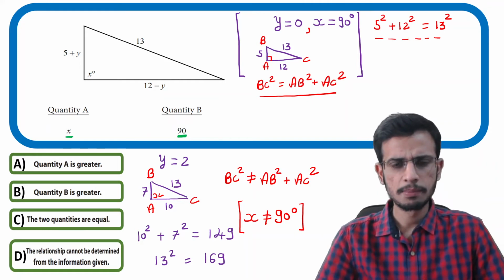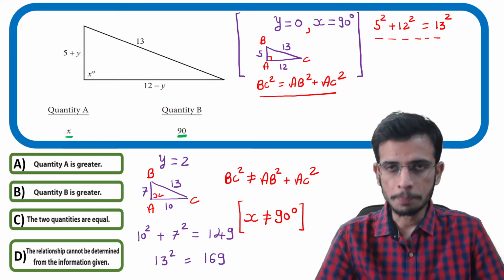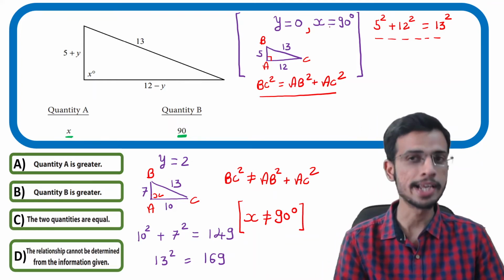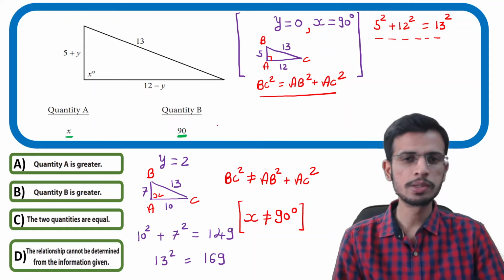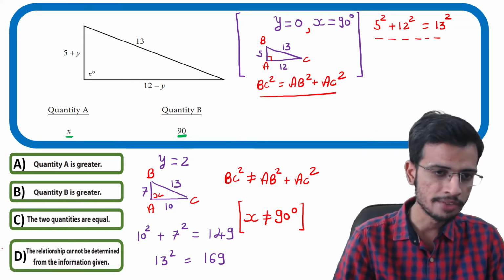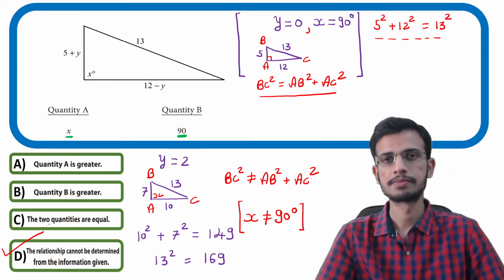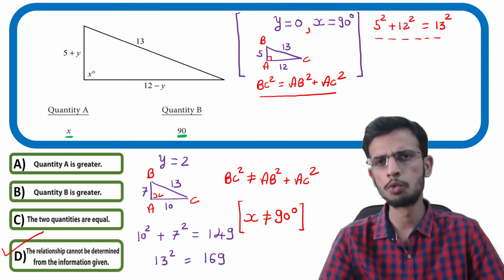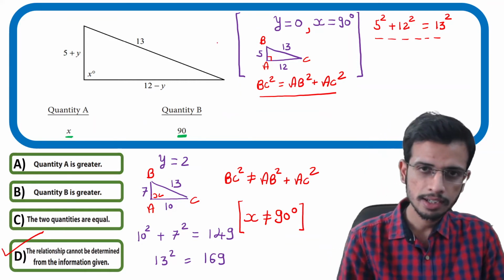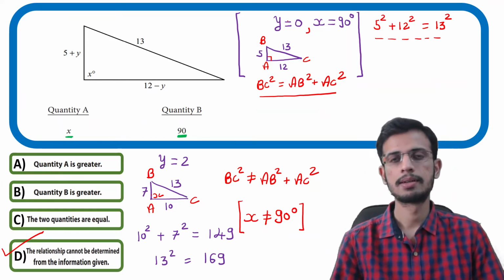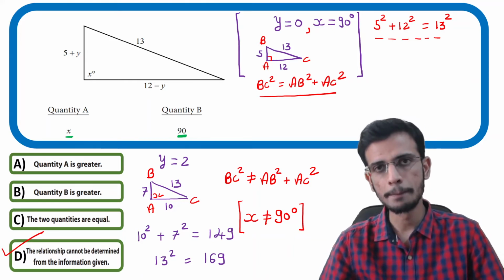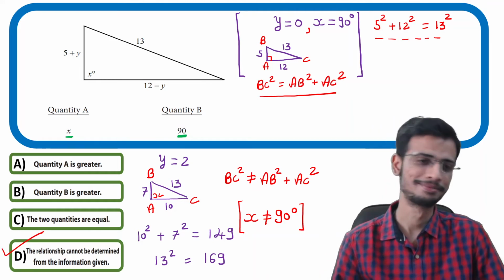So we will say option D is the correct answer, because for y equal to 0, these both quantities were equal, and for y equal to 2, these quantities are not equal. The relationship cannot be determined from the information given in the question. Right? You can also put y equal to 1, you can put y equal to 3, but this result will say that we cannot compare these quantities with the given data. Alright.